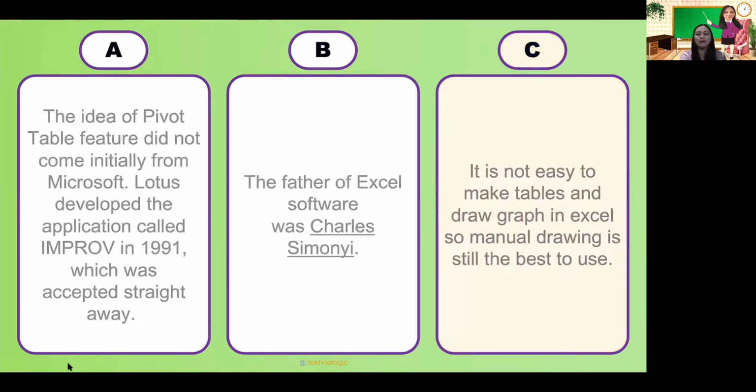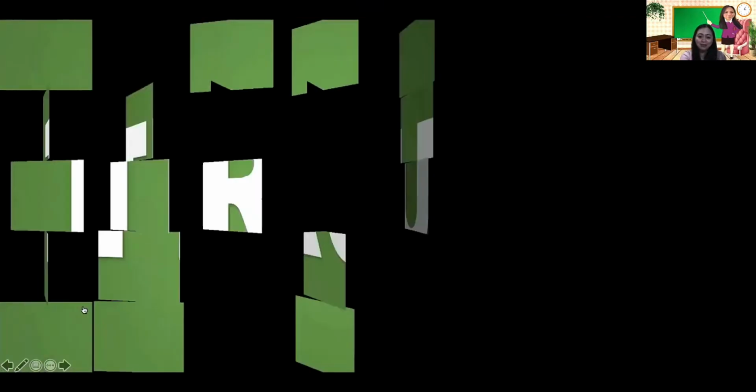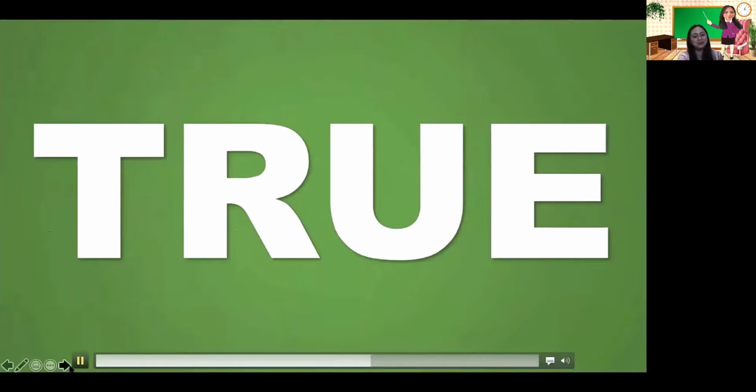Next, for the fourth number, what do you think is the lie among the statements? Okay, let us see. Is it letter A? Oh no, it is true.